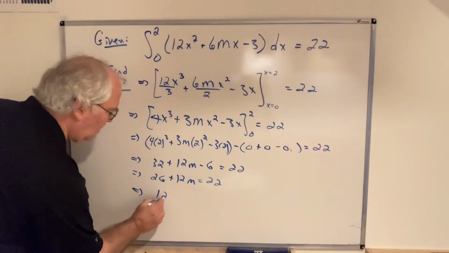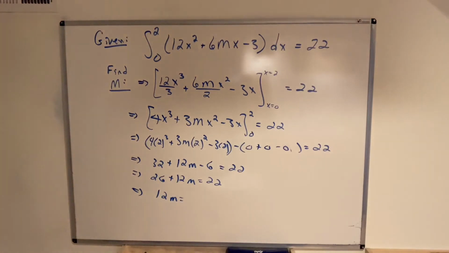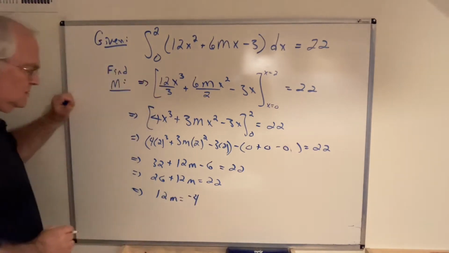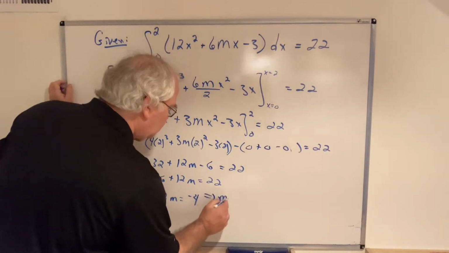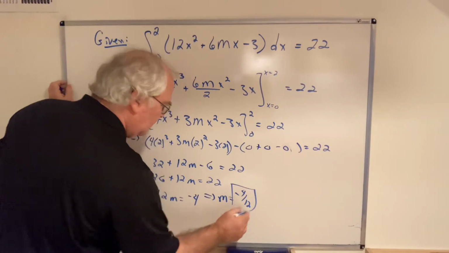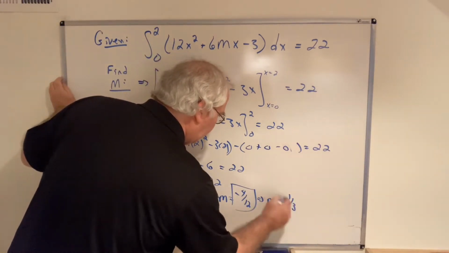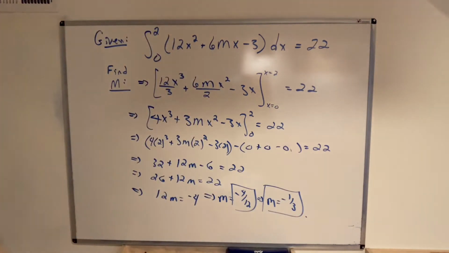And so 12m is equal to 22 minus 26, and that is negative 4. And then divide the 12 out. So m is negative 4/12. I'm okay with that. If you don't like 4/12, you can change that to negative 1/3. And so m equals negative 1/3 is what's required to make that expression true.